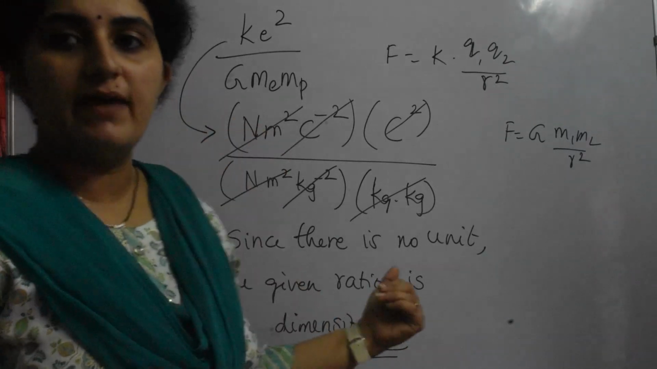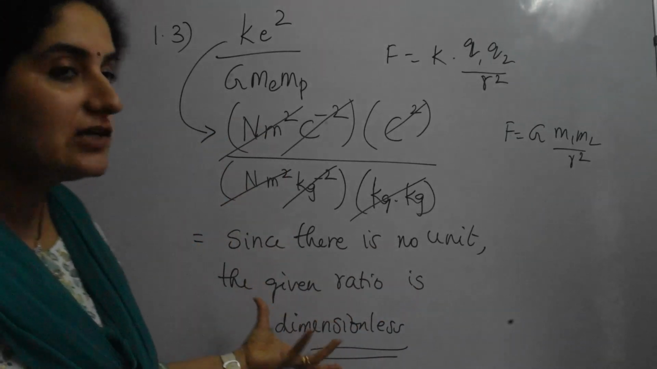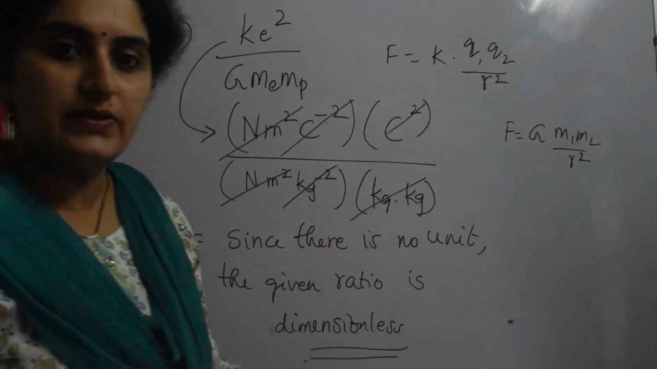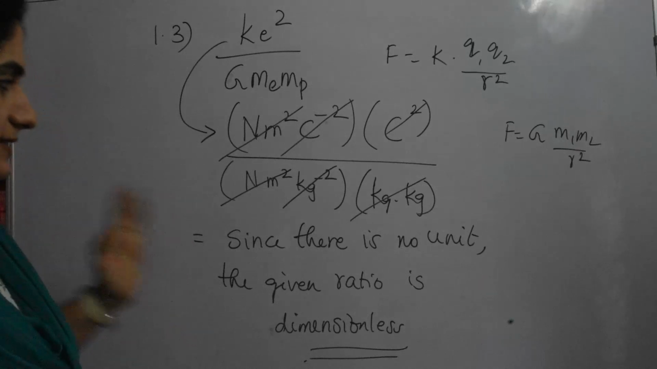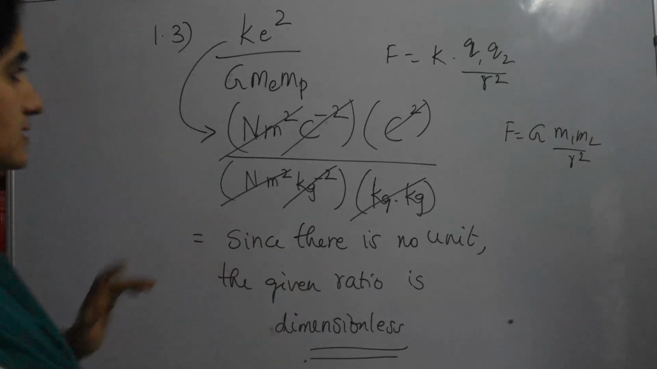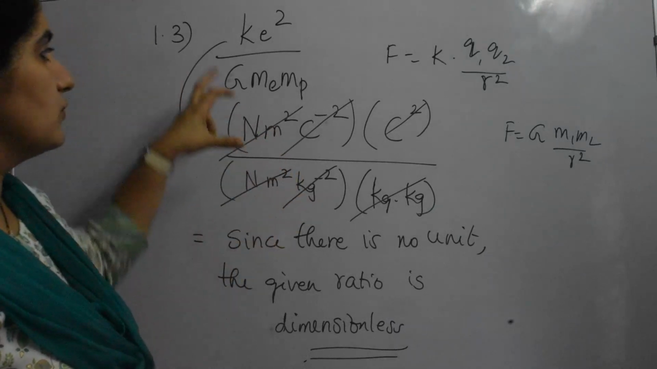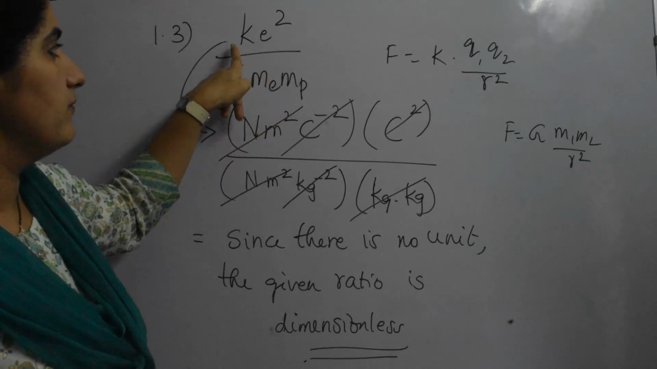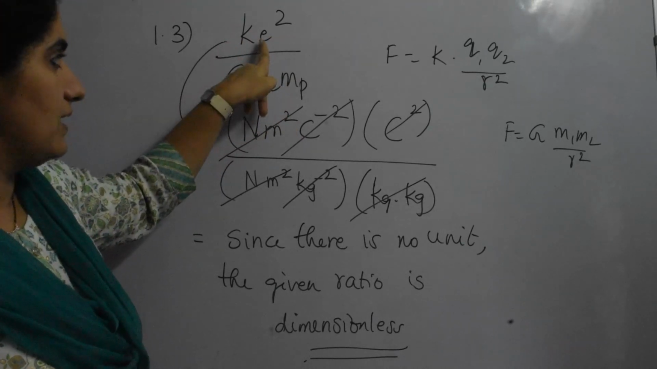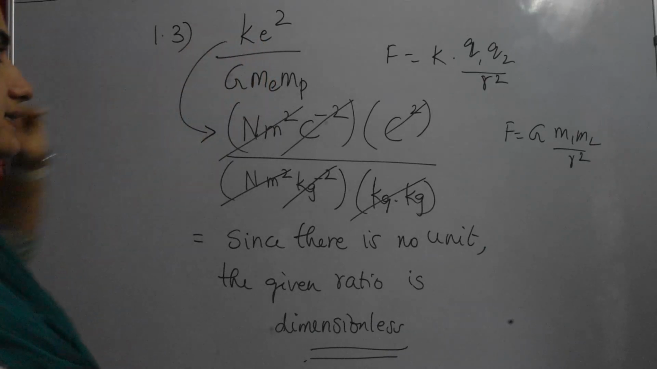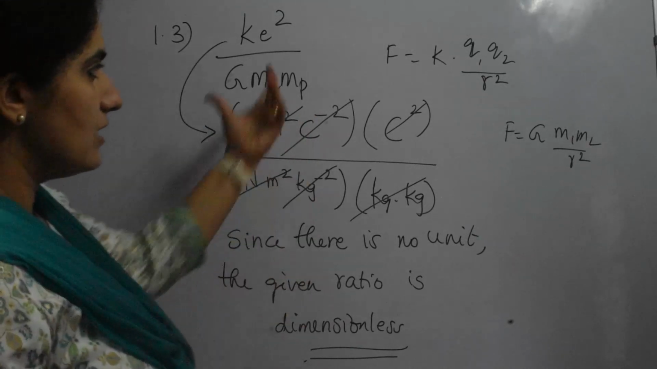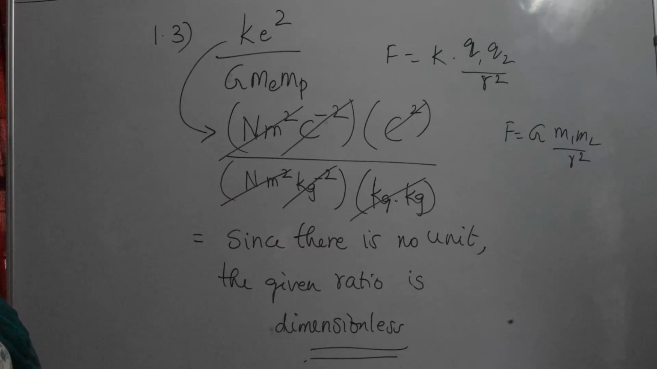Okay, so this is a simple way how you can find out the dimension. First find out the SI unit. If it has an SI unit, then go with the dimension. Okay, the simple manner. So next part in the same question is you have to find out the value of this ratio. Substitute the value of K, 9 into 10 to the power 9. Substitute the value of e, 1.6 into 10 to the power minus 19. The value of G. Sometimes all these values will be given in the examination. Just you have to substitute and find out the value of that corresponding ratio.